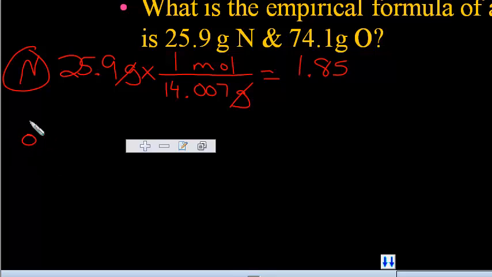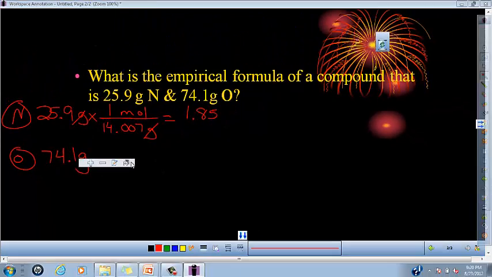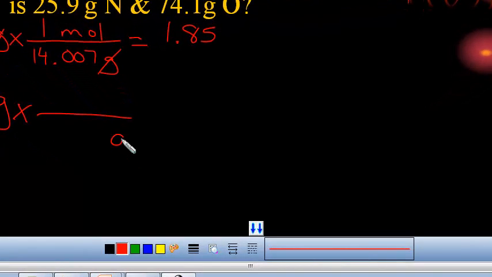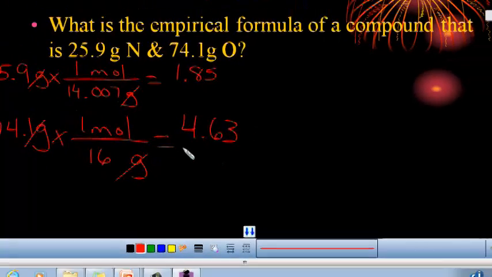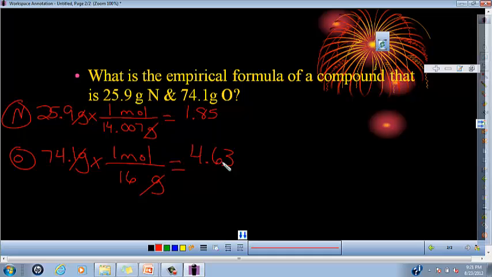Alright, now you got to go do the same thing for oxygen. Okay, oxygen is 74.1 grams. Let's see if I can drag this little thing over. Whoop, there it goes. Okay. Alright, and again, we're going to take it to moles. So we have grams on the bottom, and that would be the molar mass of oxygen. 1 mole on top. Grams cancel. Alright, and here we get 4.63. Okay, the next step was look at your numbers. Which one's the smallest? This one's the smallest.